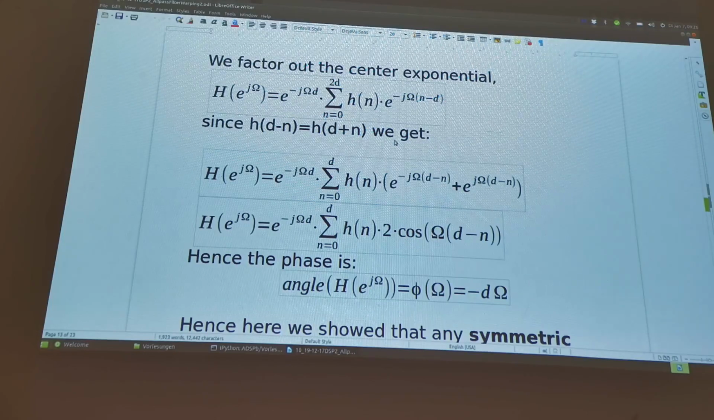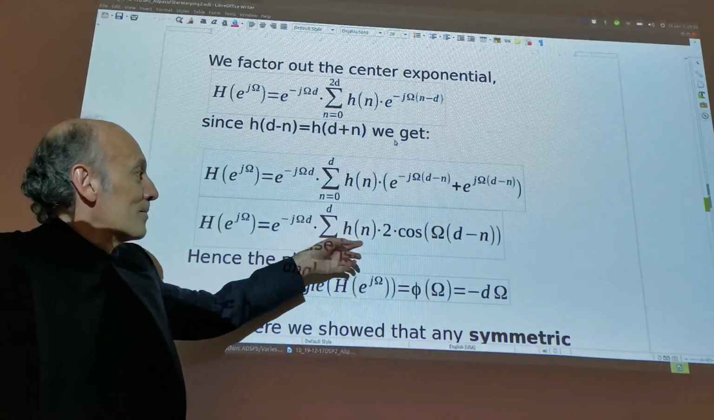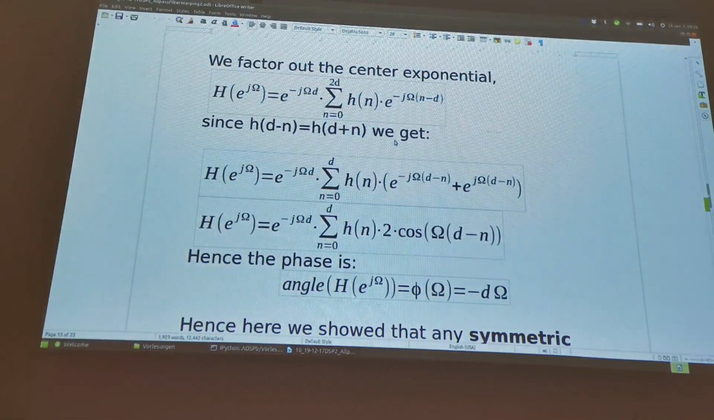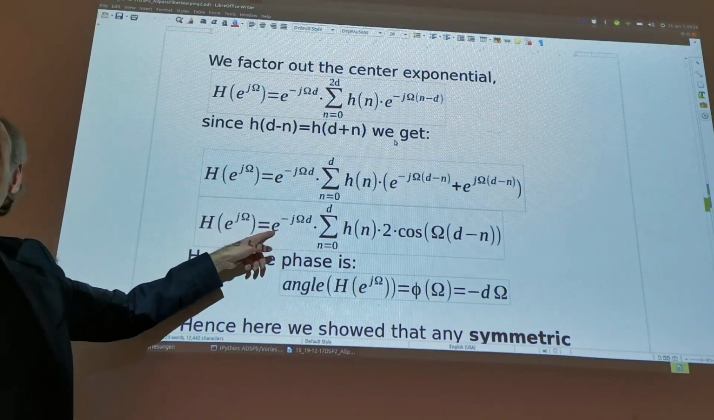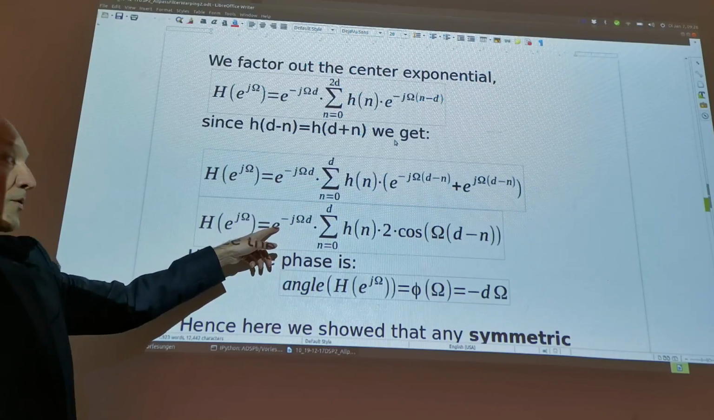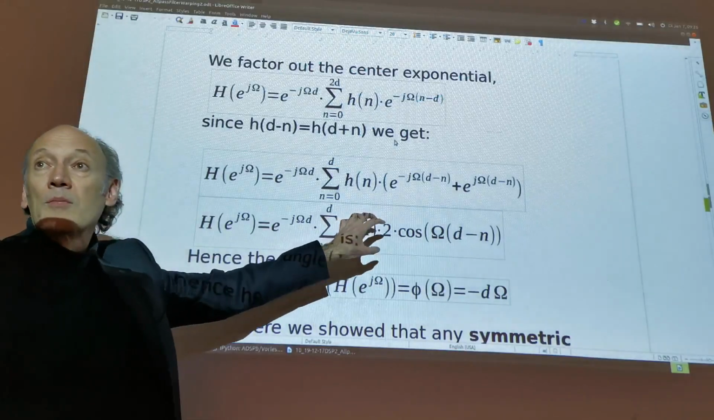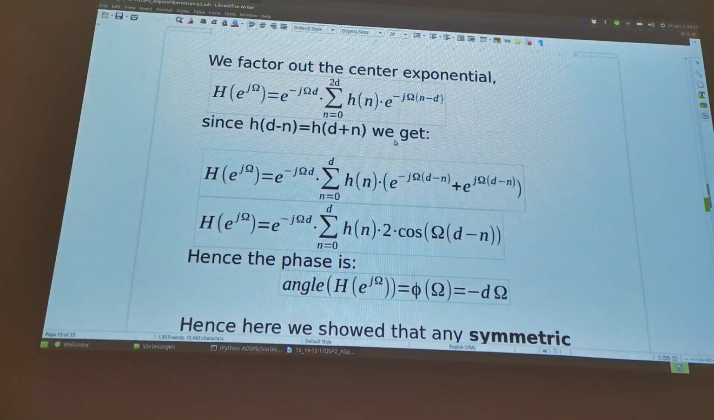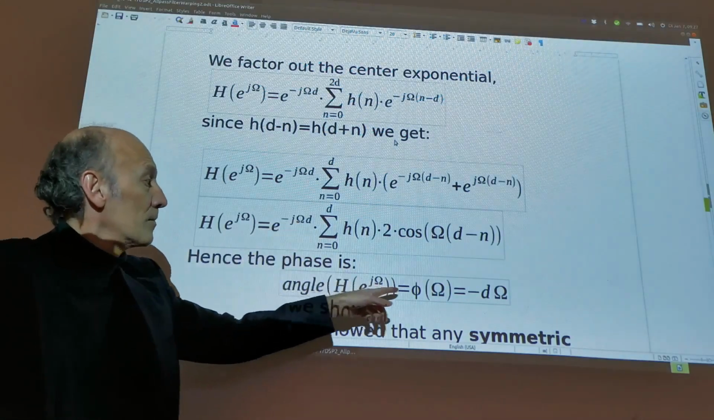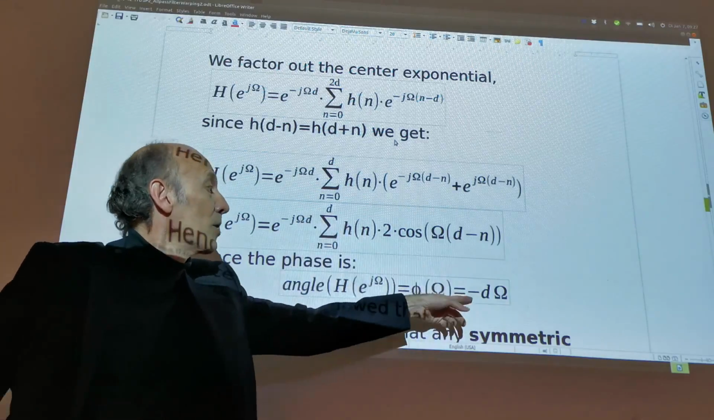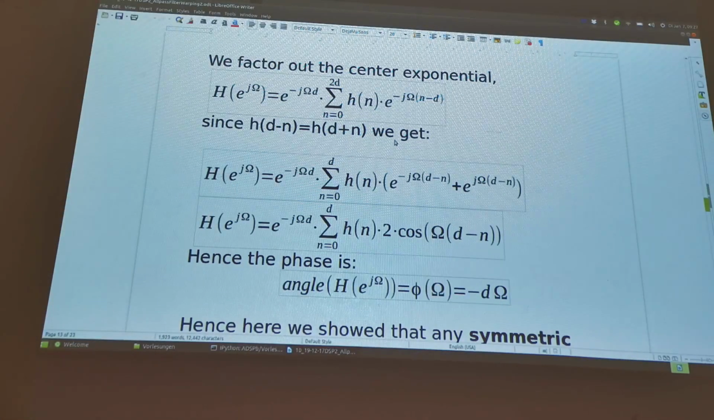Using Euler's formula. Yeah, and this is a real number, right? So if you want to take the angle, the phase, all that's relevant is this term here. We have a complex number, the angle is given by this exponent, the magnitude is given by this expression here. But the phase is just the angle, so the angle of it is just this minus j omega d. So here, this minus d omega is the angle. And this is exactly the linear phase.